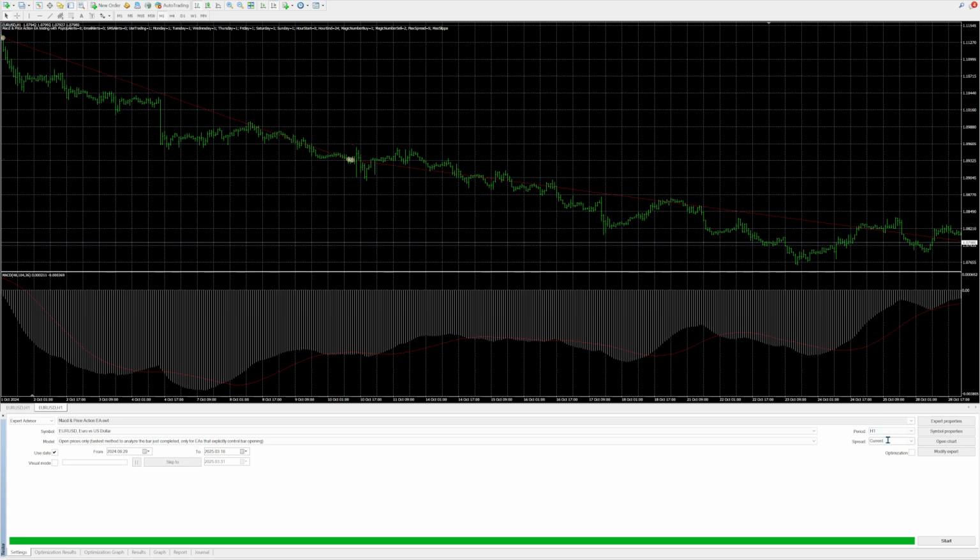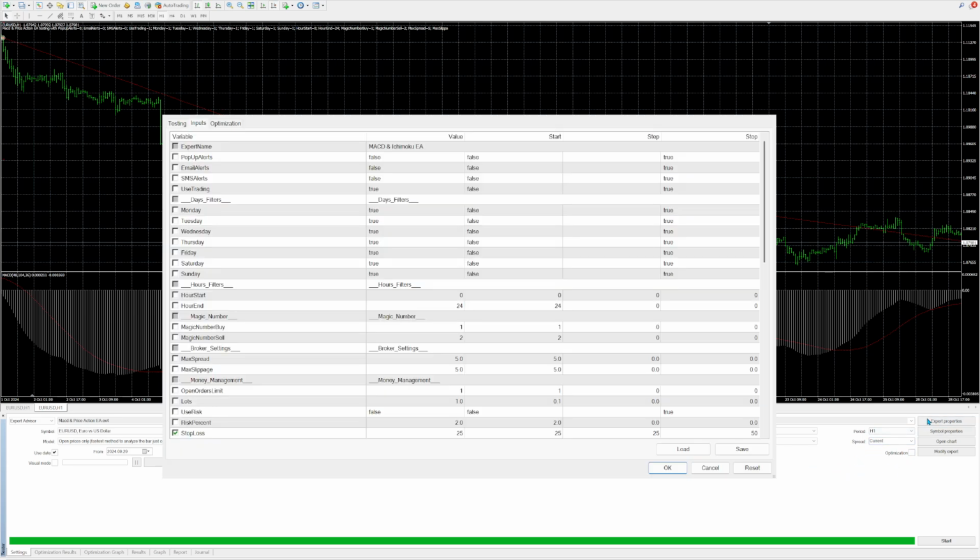The spread, I've just selected the current market spread here. Keep in mind, if you are testing on the weekend, the spread will likely be higher than usual, so you might want to manually enter the spread in there instead. Okay, so we just go to the expert properties here. I'm just going to run through the various different settings which you can customize according to your own preferences.